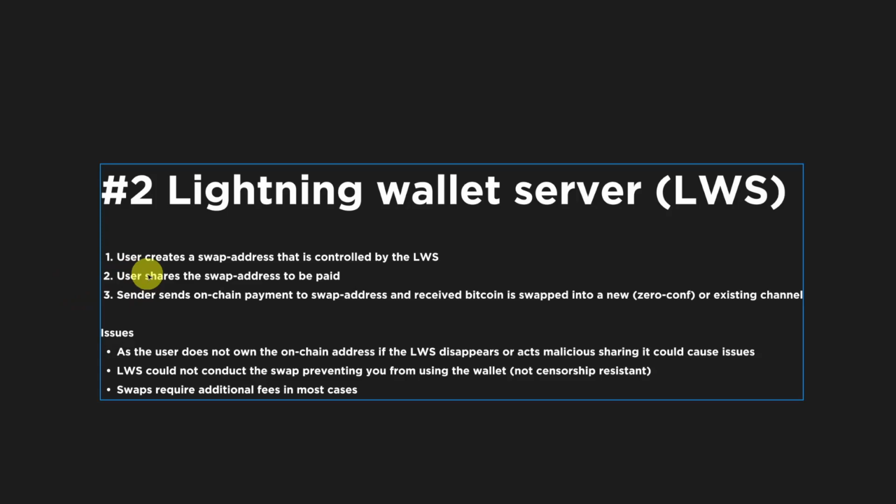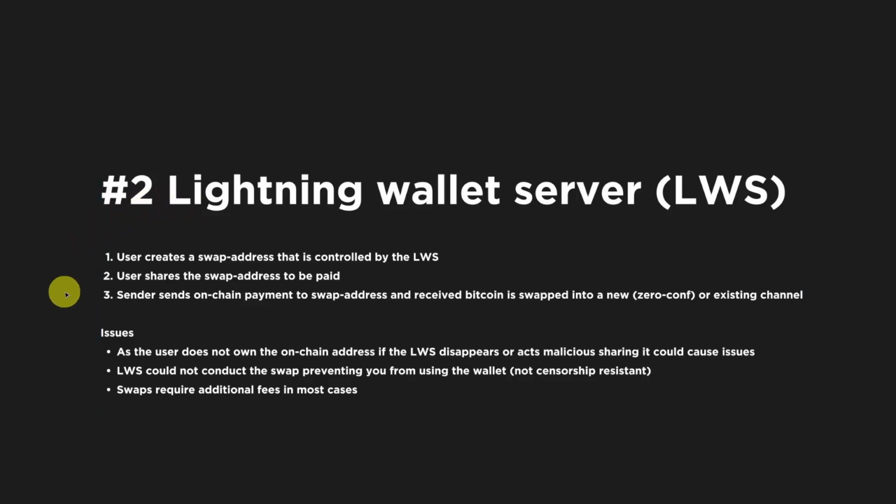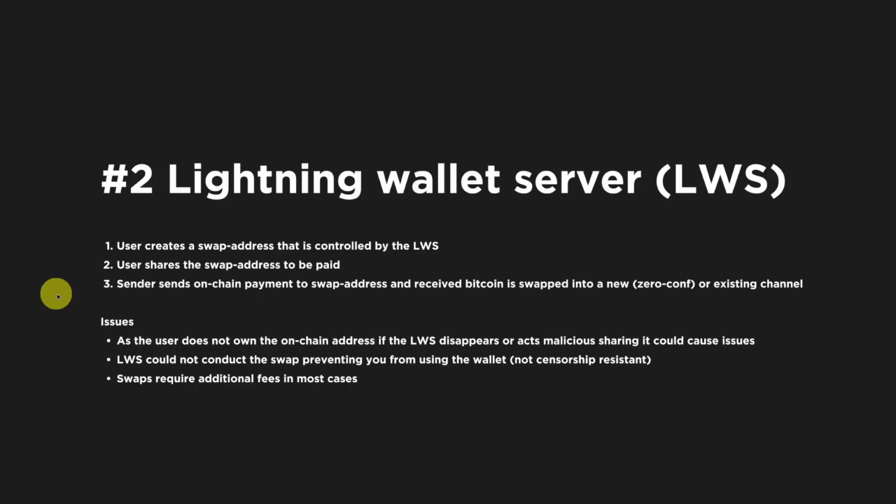The user shares this swap address to be paid. The sender sends an on-chain payment to the swap address, and the received Bitcoin to that swap address is automatically converted into Lightning, either an existing channel the user has or a new channel. Ideally, you'd use zero confirmation as well, so you can instantly spend that balance.